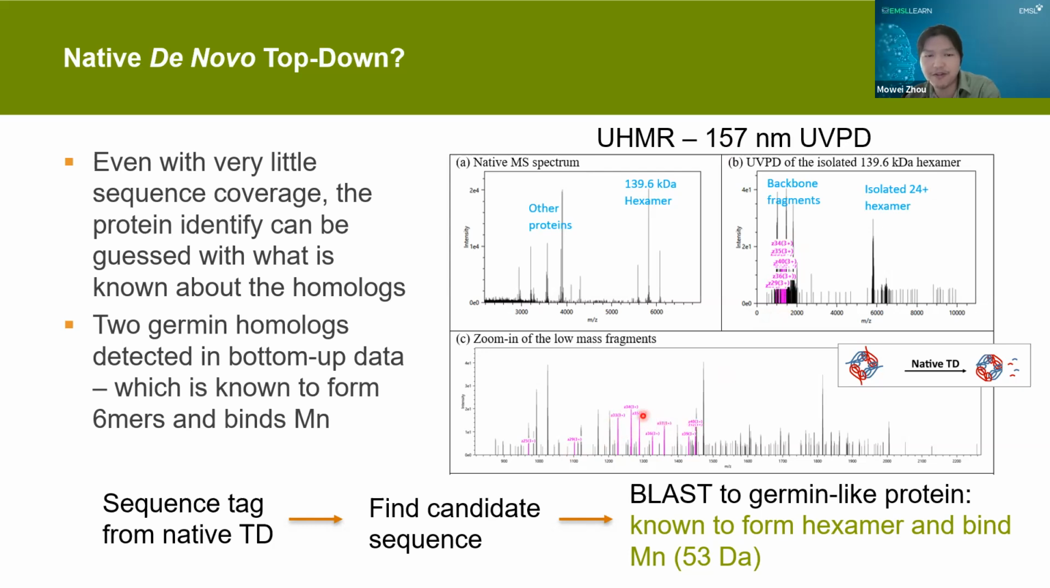And then by using this sequence tag, I looked up the candidate sequences. I actually found a sequence that blasted to germline-like protein. And why I think this is a germline-like protein is because this germline family protein is known to form hexamers and also bind manganese, which will explain the mass shift of 53 dalton in the previous slide. So with very little information, but getting different pieces from different places, you put them together, you start to have some information on what this protein might be.